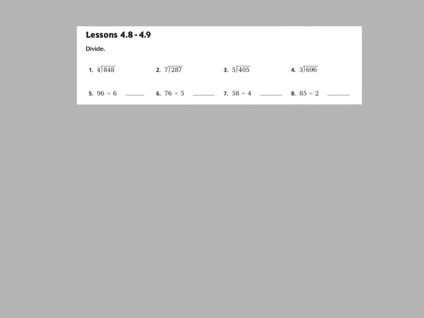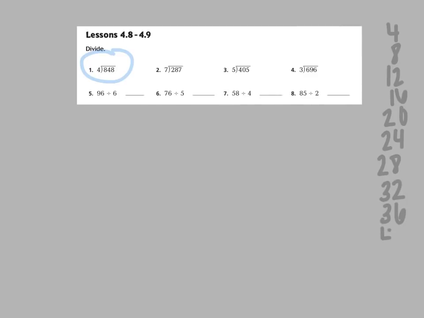All right, we are almost done. Let's look at 4.8 and 4.9. Boys and girls, we did repeated subtraction for these lessons. So let's go ahead and review what repeated subtraction is. Let's look at number 1, 848 divided by 4. The first thing I want you to do is list your multiples of 4. Go ahead and do that with me. 4, 8, 12, 16, 20, 24, 28, 32, 36, and 40.